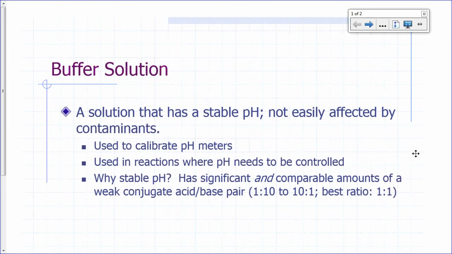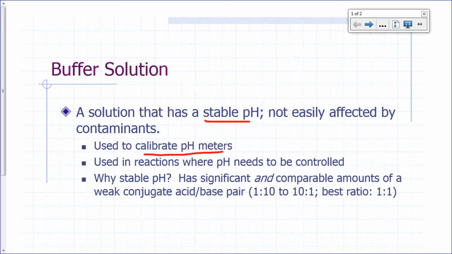Let's talk about buffers. A buffer solution is one that has a stable pH. By stable pH, we mean its pH is not easily affected, even if it's contaminated by an acid or a base. Okay, so buffer solutions are quite important in the lab. We use them to calibrate pH meters because we want to make sure our pH meters read correctly.